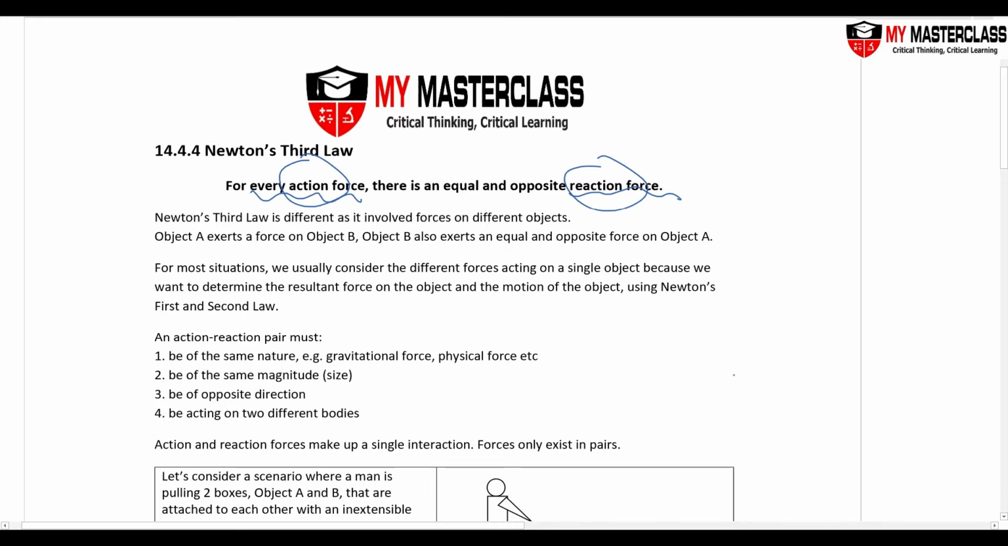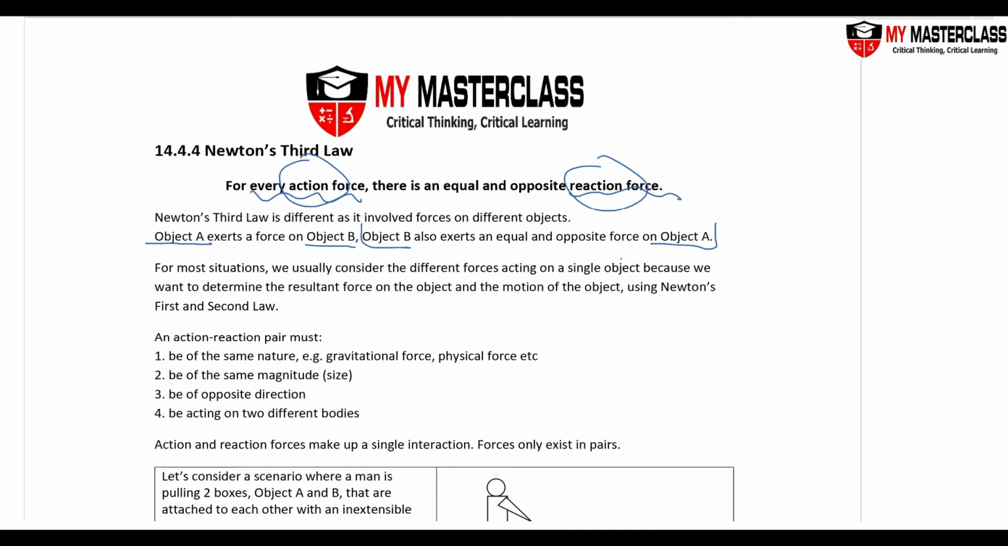Newton's first law deals with balanced forces on one object. Newton's second law deals with unbalanced forces on one object. Whereas for Newton's third law, I'm actually talking about two different objects that are interacting with each other. So when object A exerts a force on object B, object B in turn also exerts an opposite and equal force on object A. It's about two different forces, each exerting a force on one another. These two forces that the two of them exert on each other are going to be opposite and equal.